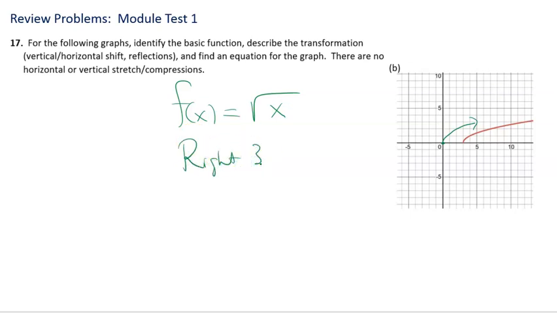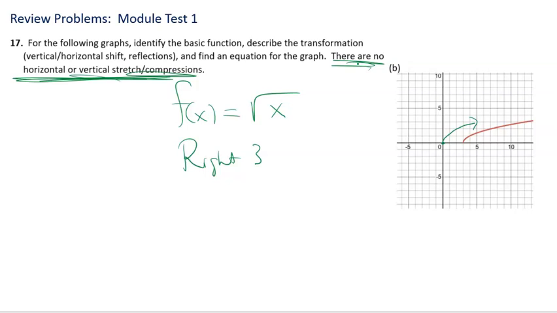It's not flipped around the wrong way or anything like that. Just move to the right, no reflections. And I also commented here that there's no stretch or compressions, because those are too hard to look at a graph and determine. I say they're not too hard. It's just something we're not doing. It can be done. Okay, but we moved right 3.